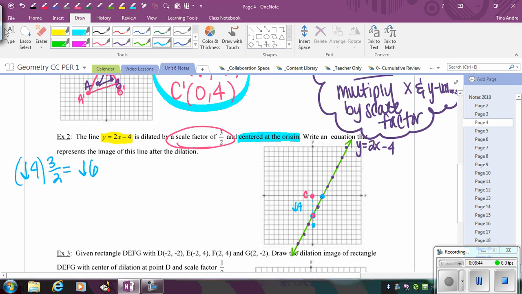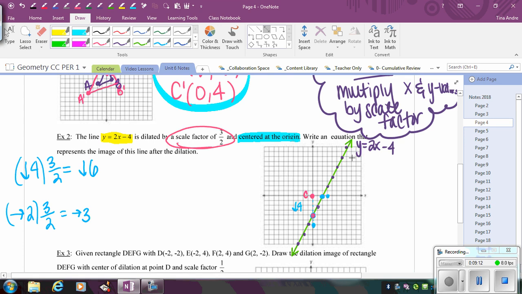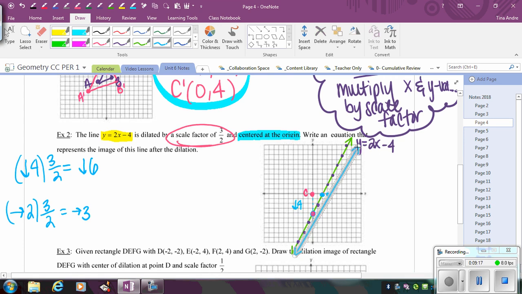We're going to do the same thing over here. We went over 2. Multiply that by 3/2. So that gives you 3. So that means you go back to the center, just like we did in that triangle picture. Back to the center, 1, 2, 3. There's my new point. So now if you go to connect those, that gives you your new line.